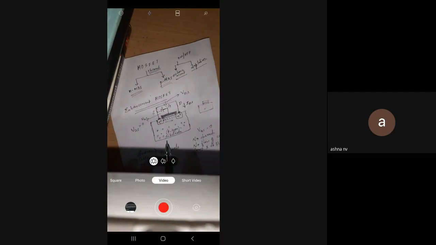Now, have you completed the figure? Please complete this. You can draw this channel also. In enhancement MOSFET, we do not have any channel at first. We bring the channel only by applying a VGS which is very much greater than 0.